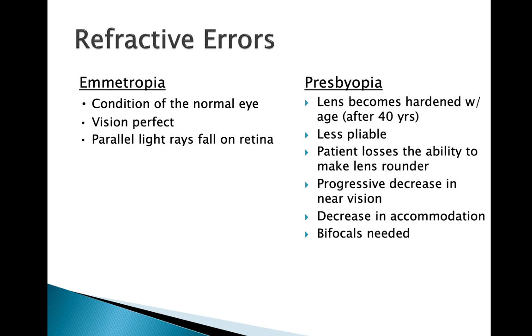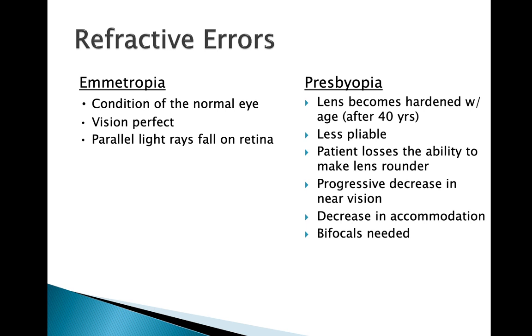Back in the old days, there used to be a line where you would look above the line, and that was for people who needed help with distant vision, and then you would look below the line, and that's where you would use to see near vision. Though that line has now gone away, and they have progressive lenses.